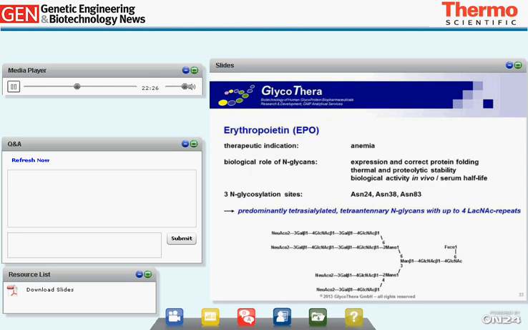An example for a biopharmaceutical glycoprotein is erythropoietin, which contains 3 N-glycosylation sites with predominantly large glycan molecules, tetrasialylated tetraantennary with up to 4 N-acetyllactosamine repeats. This figure shows a tetrasialylated tetraantennary structure with N-acetyllactosamine repeats and proximal alpha-1,6 fucose.